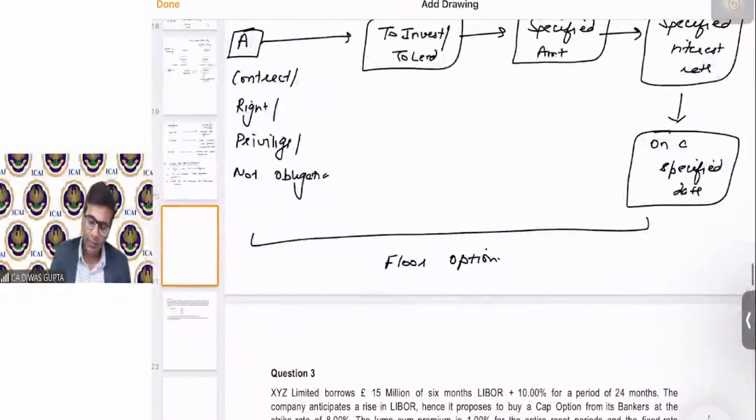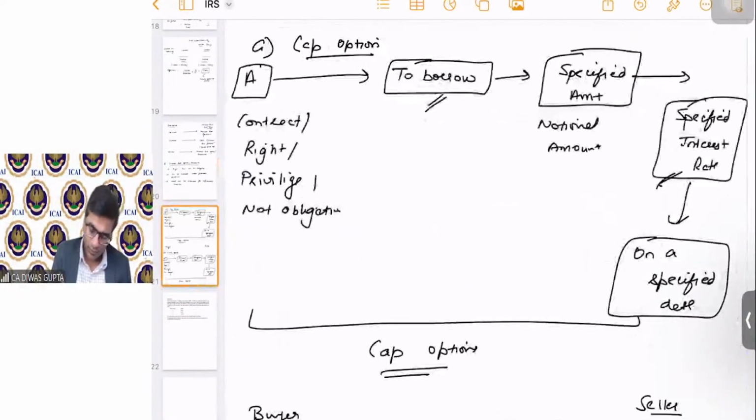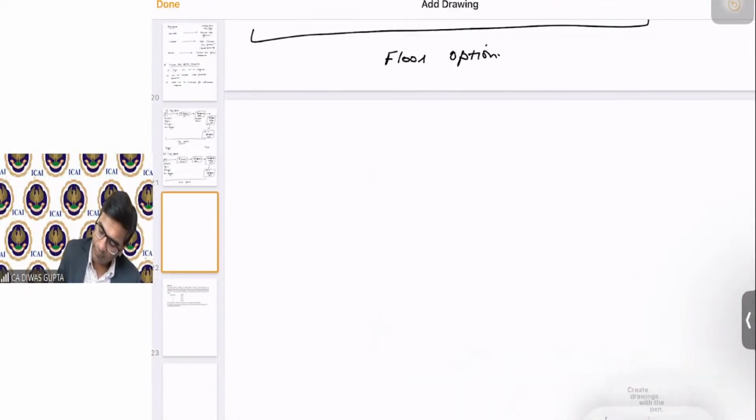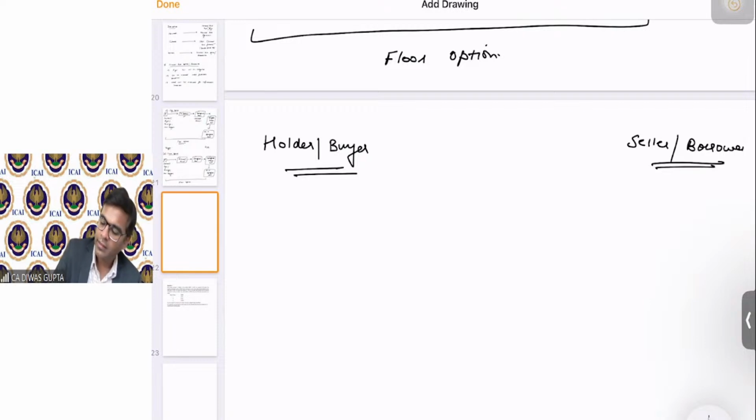So in a way, for floor option also, there is a holder, there is a buyer, which we also, so holder is also called as buyer. And here there is a seller, or we also call it as borrower, right? Because ultimately, this guy who is selling the right to invest will have to borrow later on, correct?